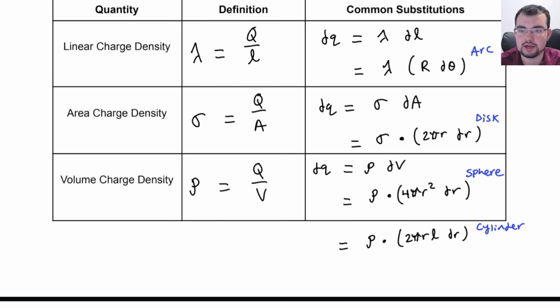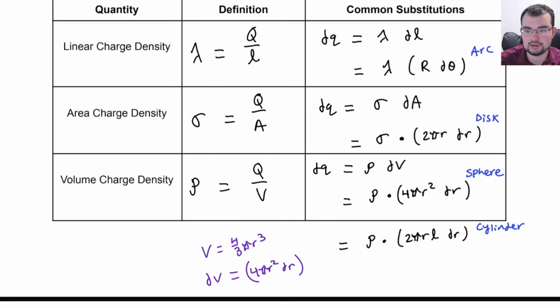So that would be if you're integrating to find enclosed charge in a sphere or cylinder, you have to replace this dV with a relevant volume formula. So you find the volume formula, for example, like 4/3 pi r cubed, and then you take the derivative of this with respect to r. So that's how you know what to plug in for dV. You find a V and take a derivative of it.